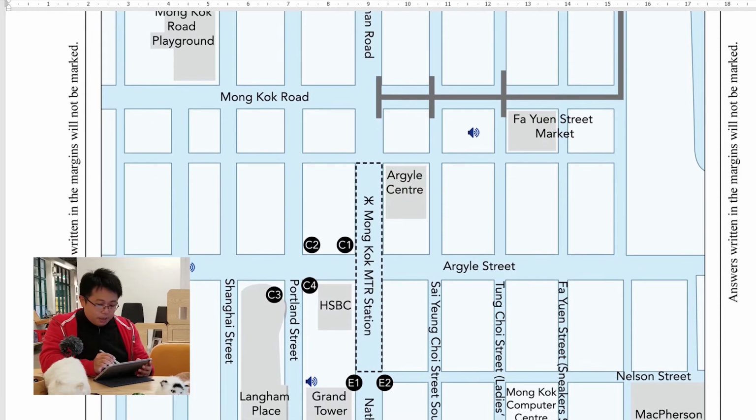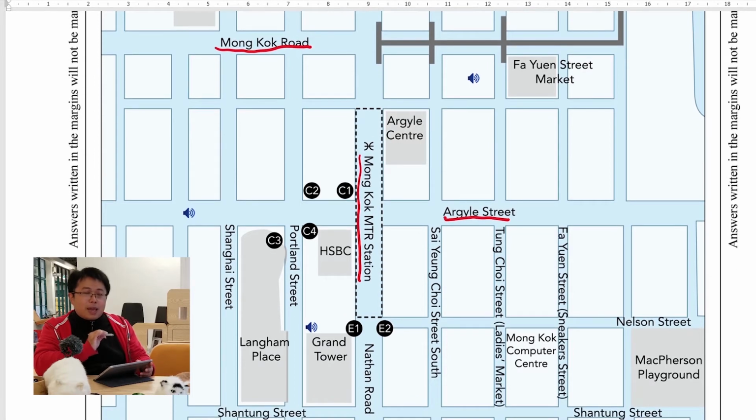For example, number 1 is the Mong Kok MTR station. This is what you need to know. And number 2, Mong Kok Road, just like this. And then number 3, Argyle Street. So these are something you may come across in the listening.